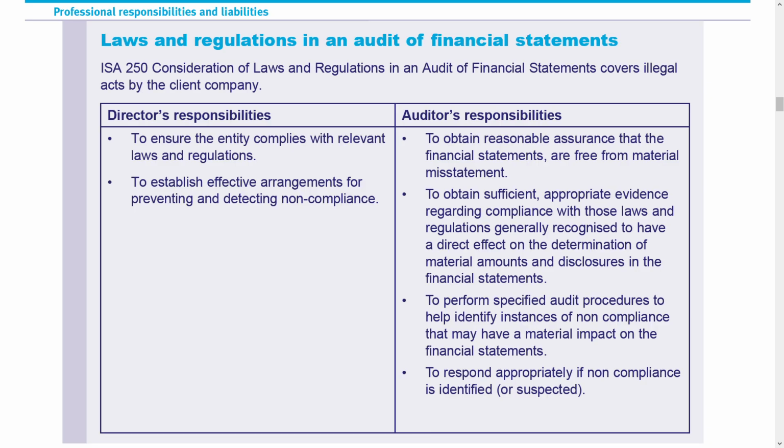Coming to the laws and regulations, ISA 250. What is ISA 250? It is consideration of laws and regulations in an audit of financial statements. It covers the responsibilities of both the directors as well as the auditors, and you need to know both responsibilities. What are the responsibilities of the directors, and what are the responsibilities of the auditors? So auditors have 2 responsibilities. They have to ensure that entities are complying with the laws and regulations.